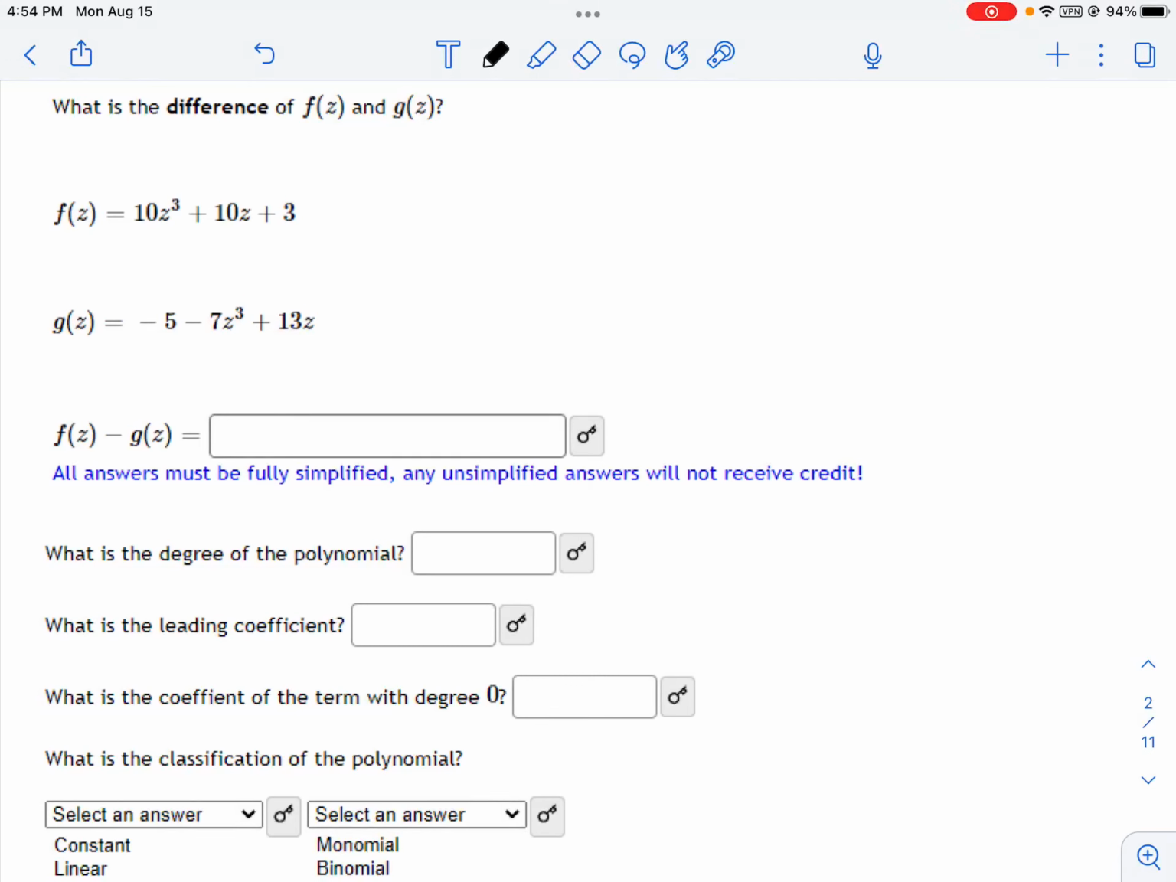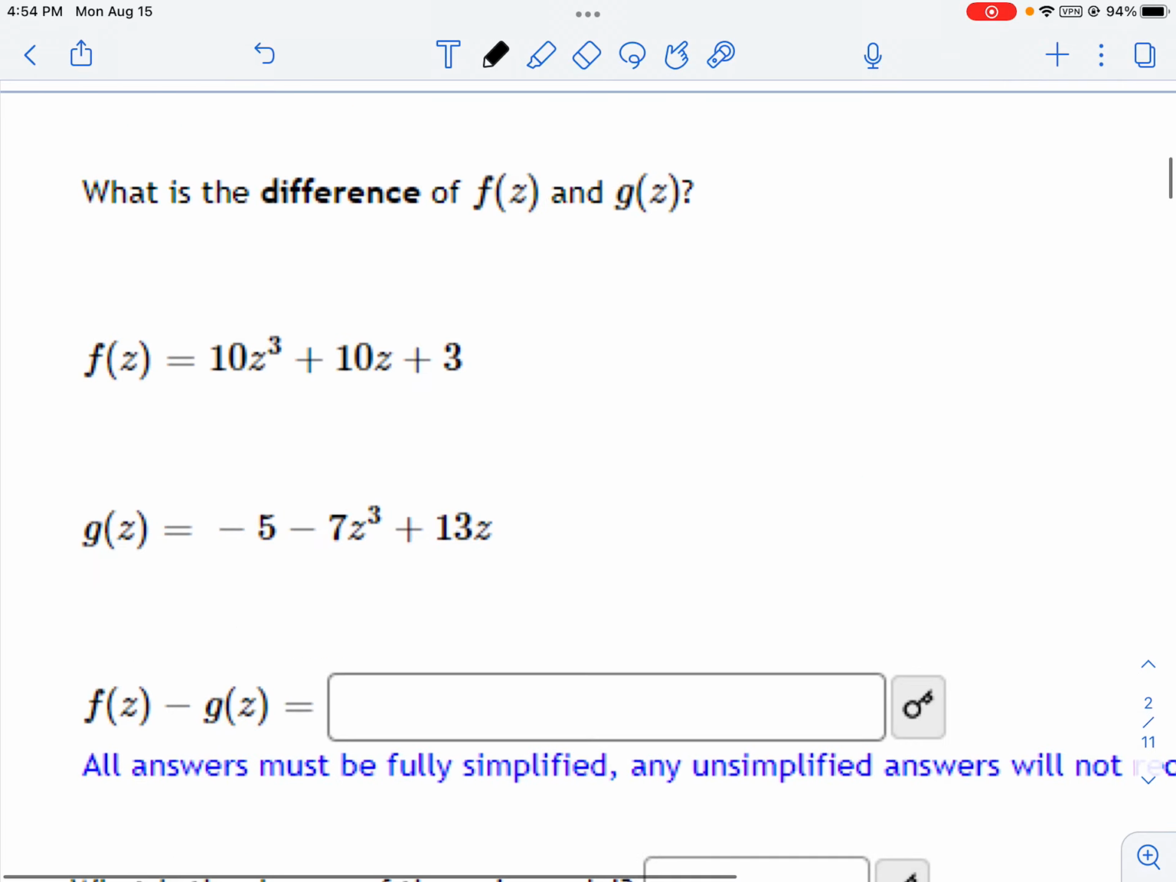Alrighty, hello. Today we're going to be finding the difference between two functions, f of z and g of z. Now these are given to us. f of z is 10z to the third plus 10z plus 3, and g of z is negative 5 minus 7z to the third plus 13z. Now we're asked to find the difference.